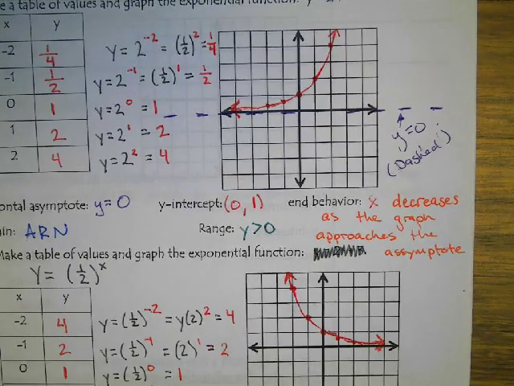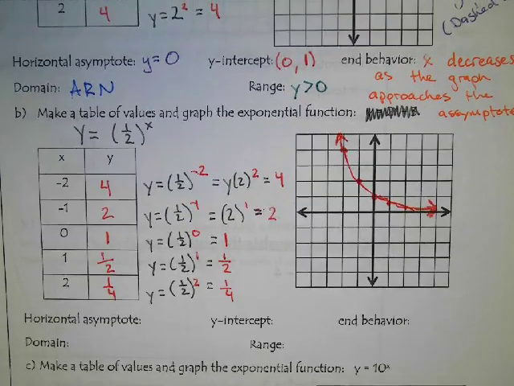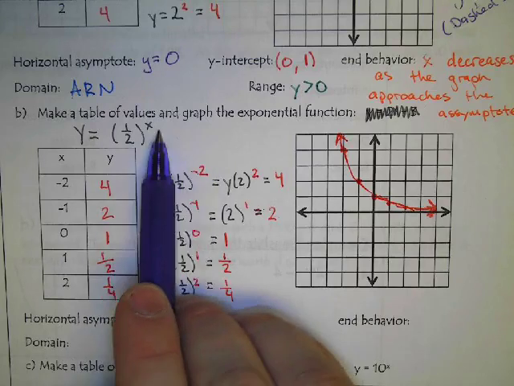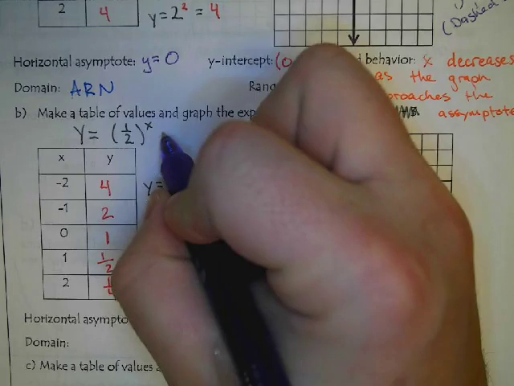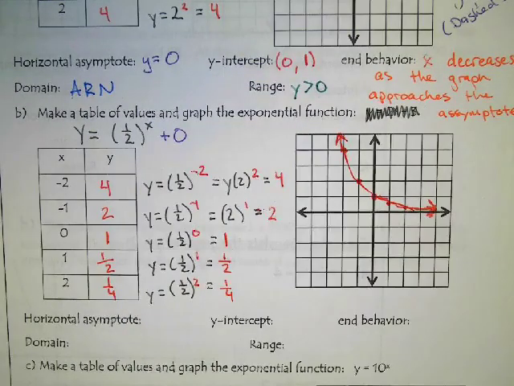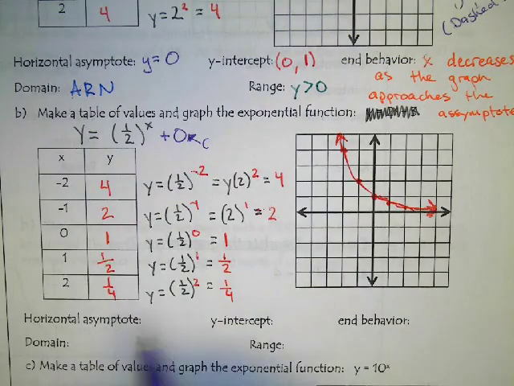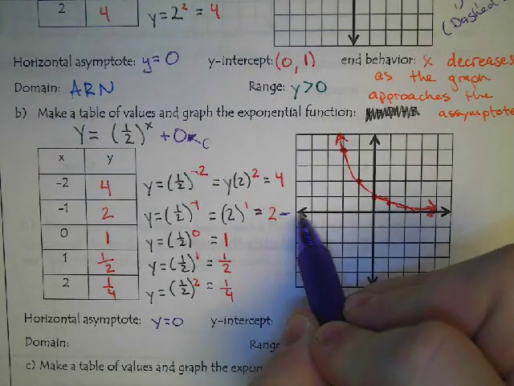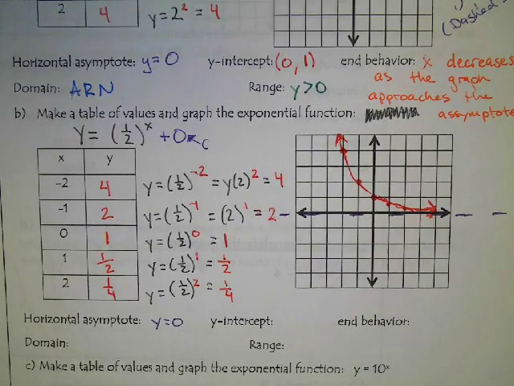Okay, so let's try filling out all this information on B. So let's think about our horizontal asymptote first. If I look at my equation, what is this value, this plus something that's not written right here? Well, we can write in a plus zero. So there's my c value. And we know the horizontal asymptote is going to be y is equal to zero. And so we can draw on that dashed line right over our x-axis. And there's our horizontal asymptote.